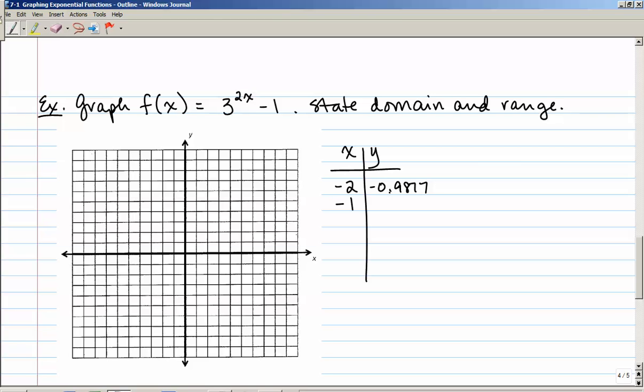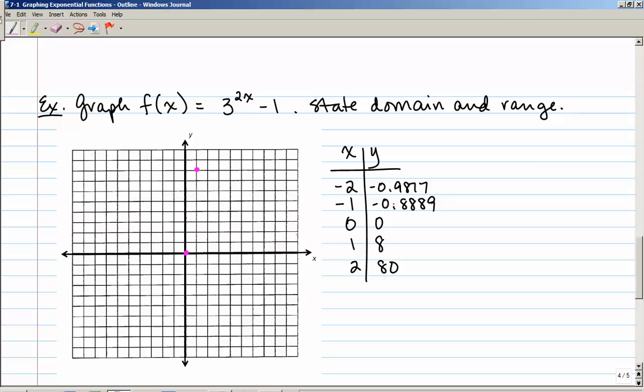and that was -0.9877, -1, -0.8889. Now there's no way I'm graphing those, but we'll put them in there so you get the idea of what's going on. And 1 and 8, and 2 and 80. Okay, let's graph the points that are easy. So there's 0, 0. There's 1, 8. 2, 80 is somewhere way up there off of the computer screen.